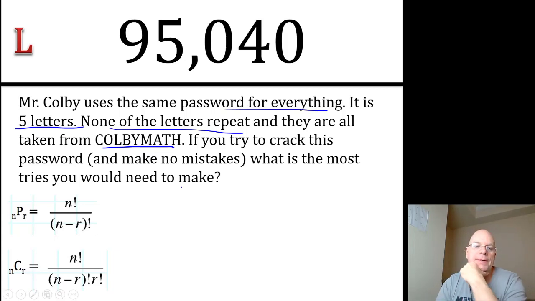Alright, let me see. None of the letters repeat. Do we have any repeated letters anyway? These are all distinct letters, I think. There's no other C, there's no other O or L or B or Y. No, these are all different letters. That makes the problem a little bit easier.